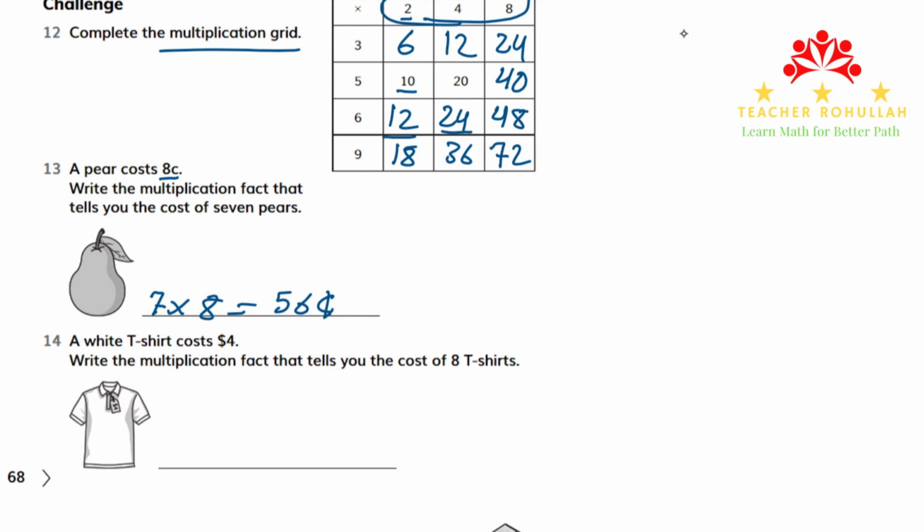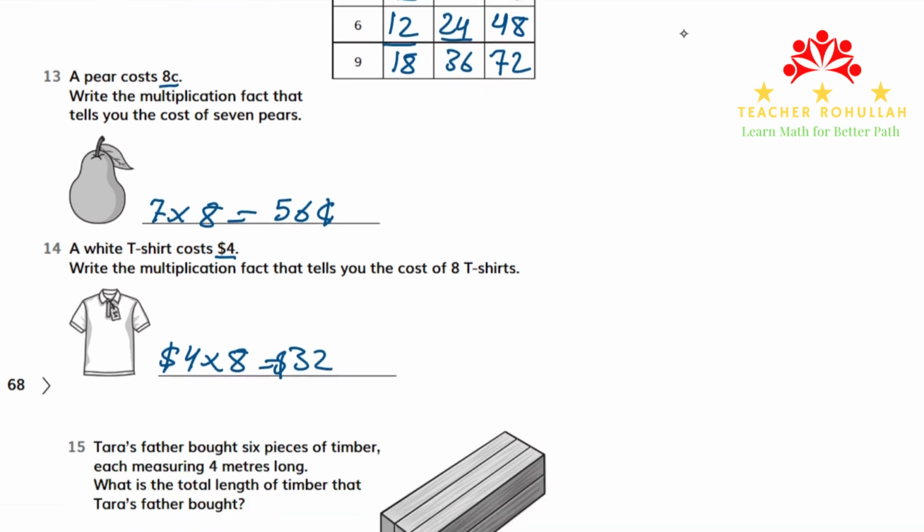In question 14, it says a white t-shirt costs $4. Write the multiplication fact that tells you the cost of 8 t-shirts. So we can write $4 times 8. 4 times 8 is 32. So the cost of 8 t-shirts is $32. Well, question 14 is also done. Let me scroll down.